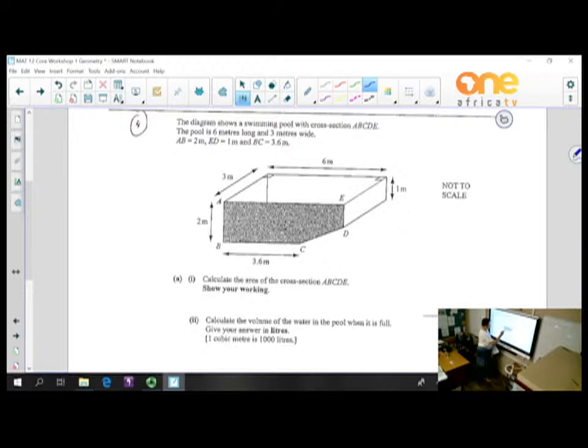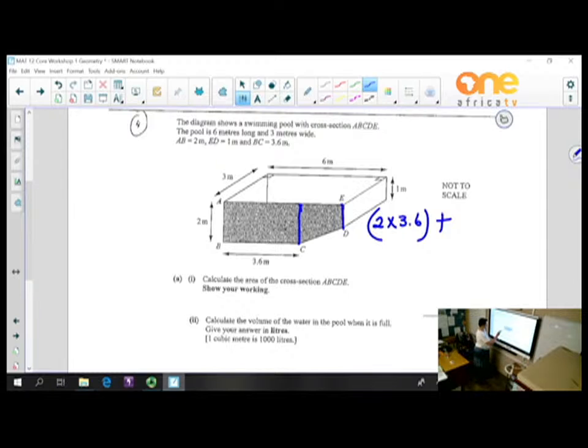We don't have a straightforward formula here, so we'll have to divide it into 2 areas. Here's a rectangle, and then this one is a trapezium. So the rectangle will be 2 times 3.6. But now we'll have to calculate the trapezium on this side. If you turn it around, you'll see that this is your parallel lines, and this is the height that we have there.